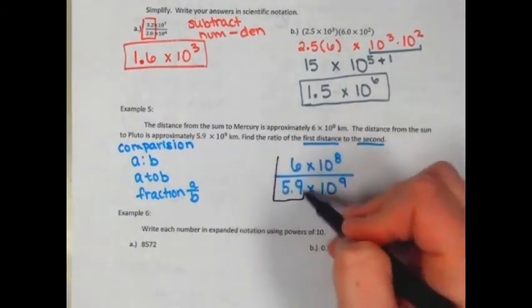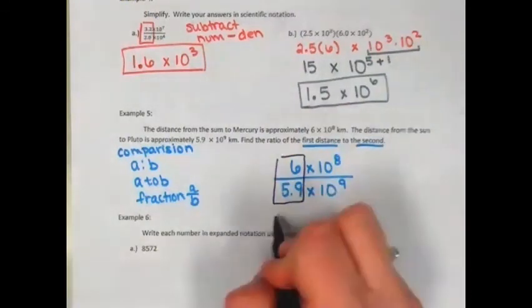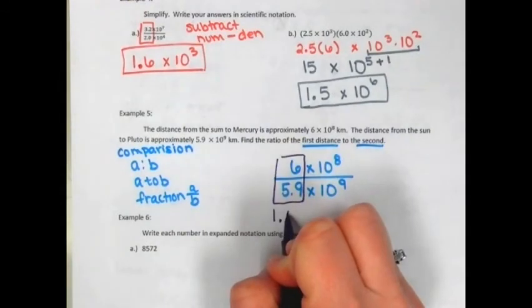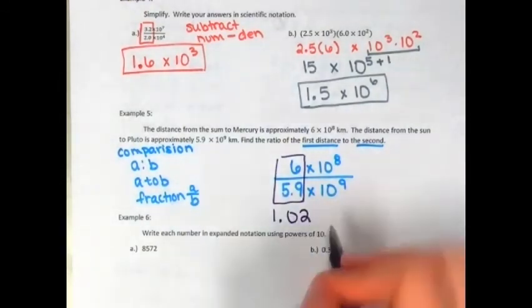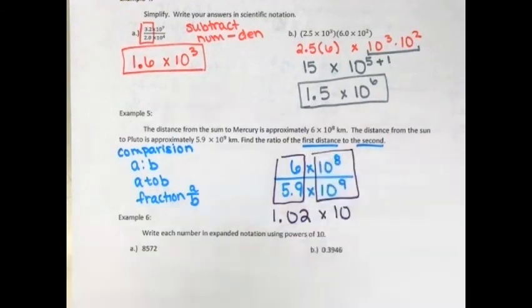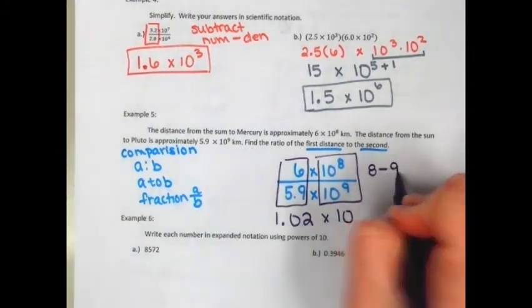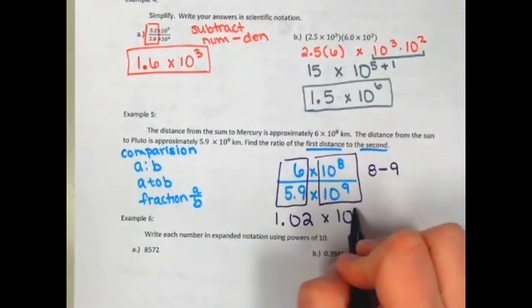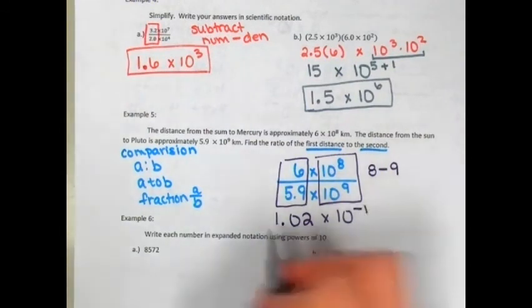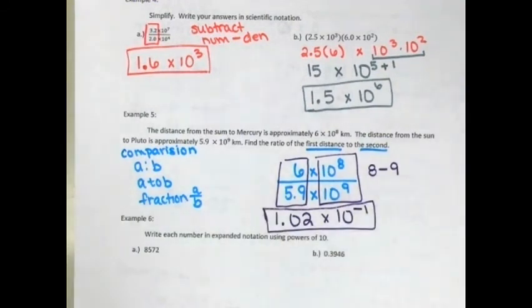So if I gave you 6 over 5.9, can you simplify that for me? I don't know it off the top of my head, so I'm going to use a calculator as well. And I'm going to go ahead and round it. So let's do 1.02 times, what do we do with the exponents? We are stacked, so we subtract. And what do we always subtract in these ones? Numerator minus the denominator. So 8 minus 9 is negative 1. I said that completely wrong. Is this in scientific notation? Yes. So you're done. Okay.